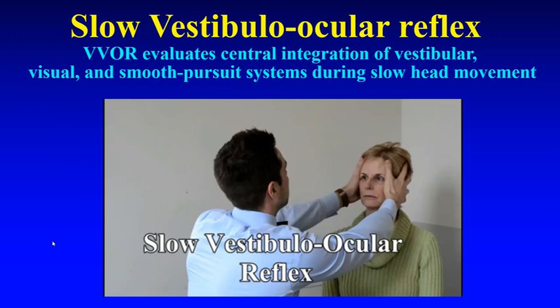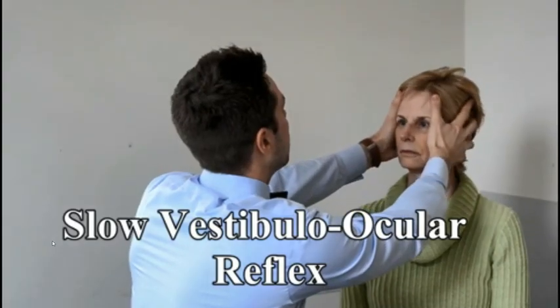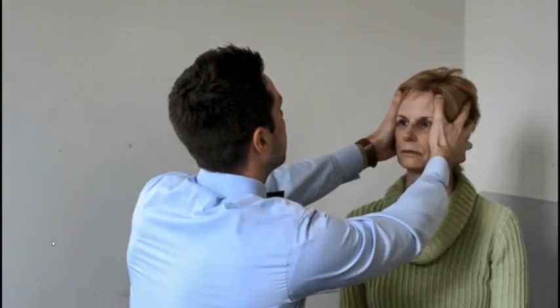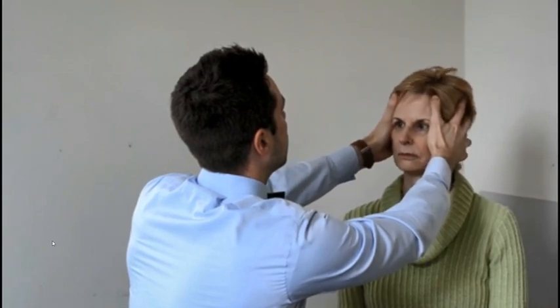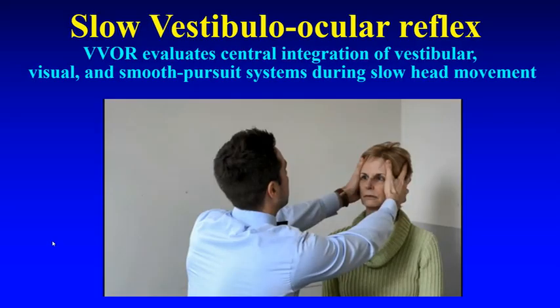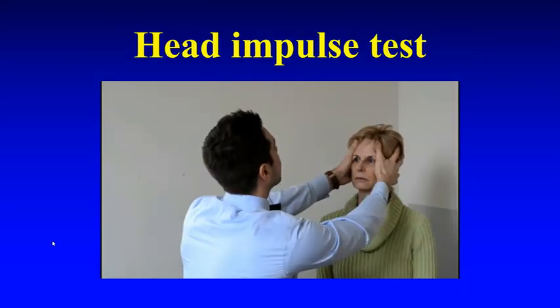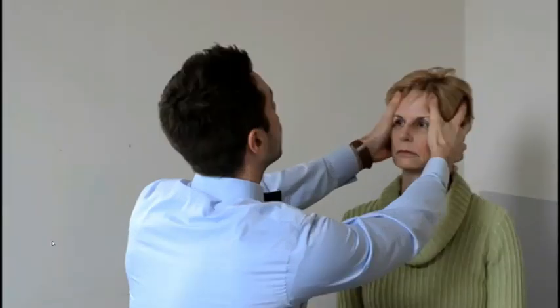So the slow vestibulo-ocular reflex, which is also called the visually enhanced vestibulo-ocular reflex or VVOR, evaluates the central integration of the vestibular, visual and smooth pursuit systems during slow head movements, and in fact it tests for central disorders of the vestibular system. Here Daniel Gold is testing horizontal as well as vertical VVOR. The head impulse test is here.